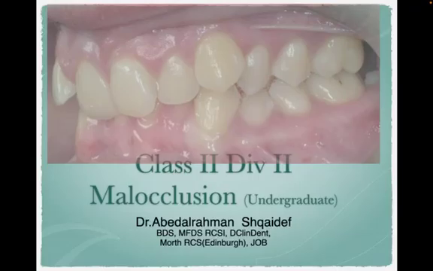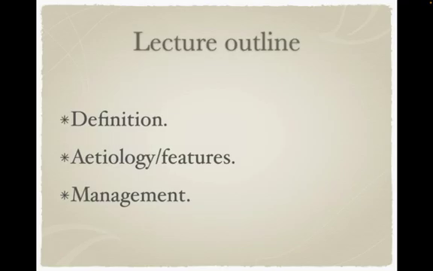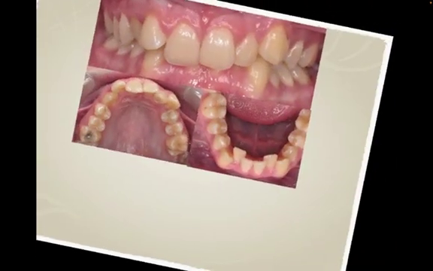About class 2 division 2 malocclusion. So we'll start, this is the second lecture after the class 2 division 1, and today we're going to discuss the class 2 division 2. We're going to discuss the definition, etiology, and features of the class 2 division 2 malocclusion, and the last thing we're going to do is to discuss management of class 2 division 2 malocclusion.